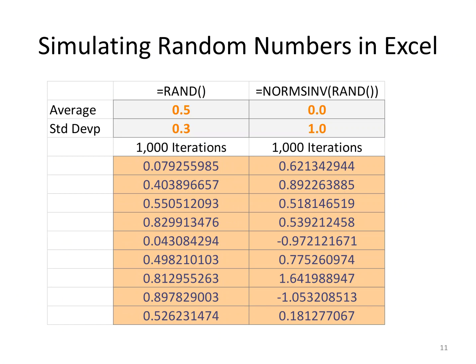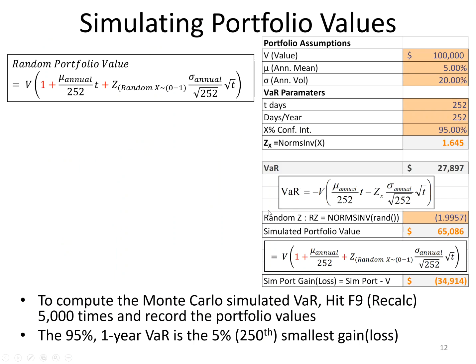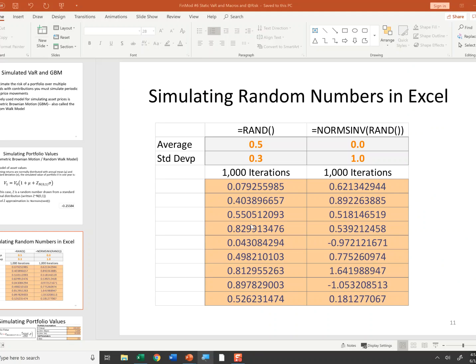So let's go back to our lecture, and here's how I'm going to do it. I'm going to randomly generate portfolio values. Those portfolio values using our full formula is going to be today's value times 1 plus the daily mean for t days, and we'll just keep doing 252 days for now, plus the random number z, NORM.S.INV(RAND()), times the daily standard deviation times the square root of t. So let's go ahead and do that calculation.